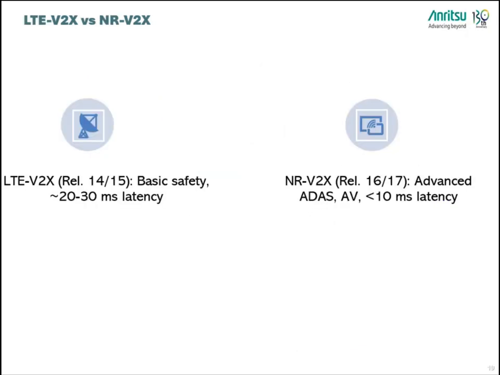So going into the future, what is coming up is NR-V2X. The major difference between LTE V2X and NR V2X is the latency. With LTE V2X, when the data is exchanged between the vehicles, the latency is around 20 to 30 milliseconds. But when we implement NR V2X, this latency drastically reduces to less than 10 milliseconds. That's why most operators and vehicle makers are going forward and implementing NR V2X.